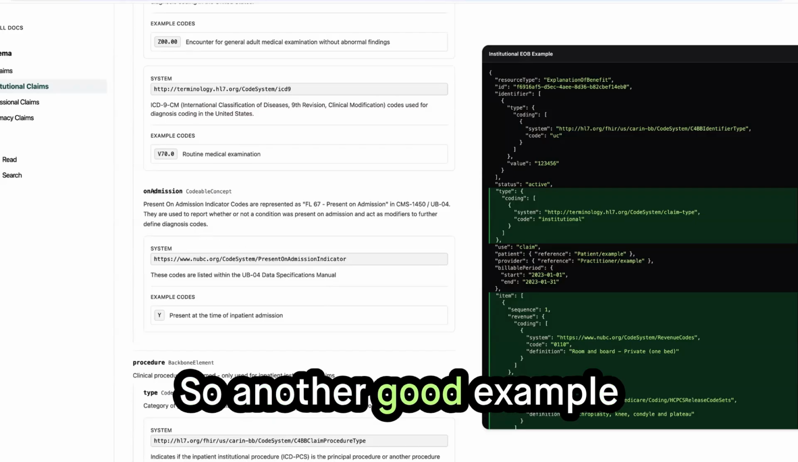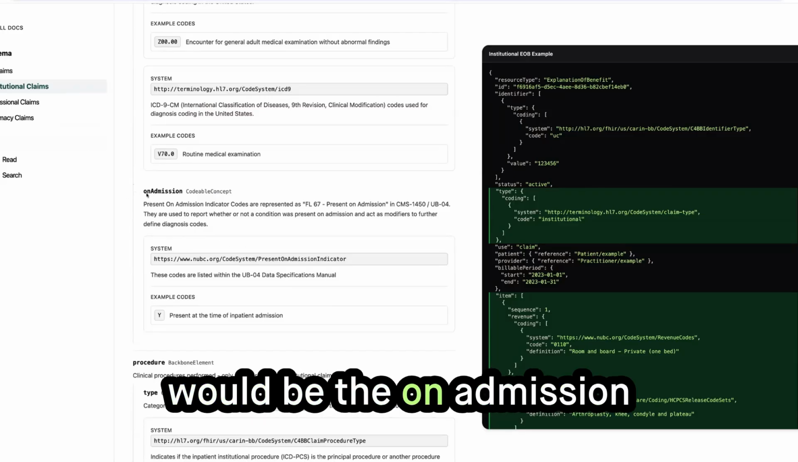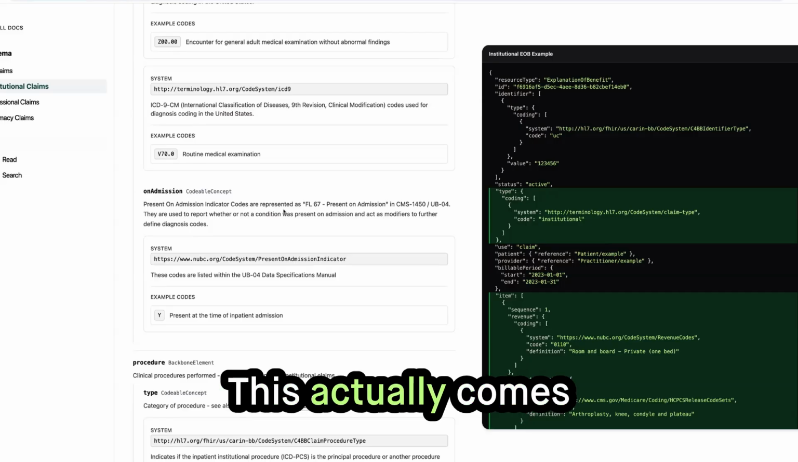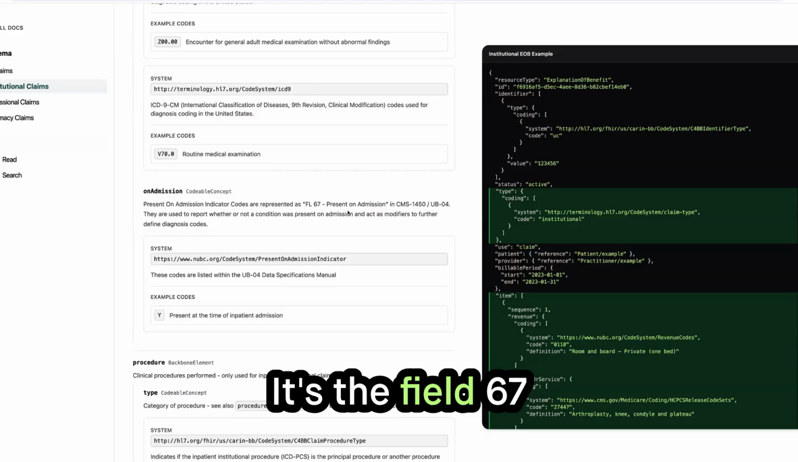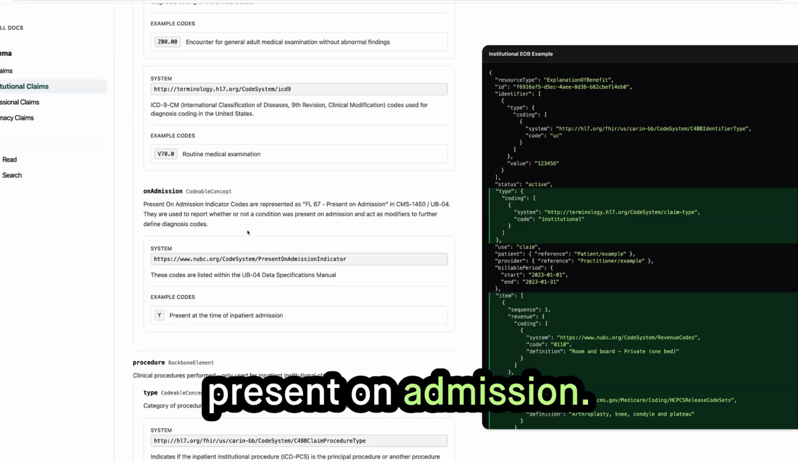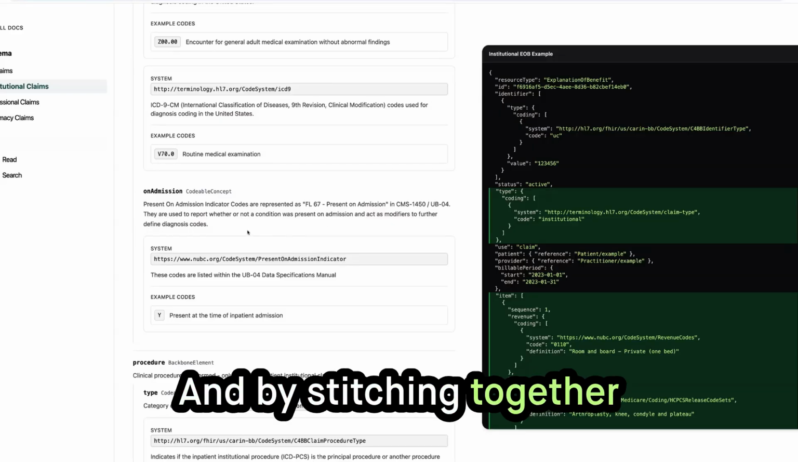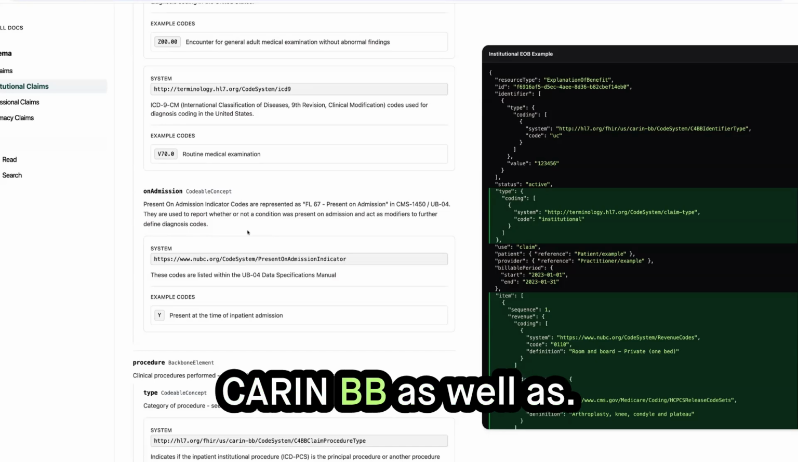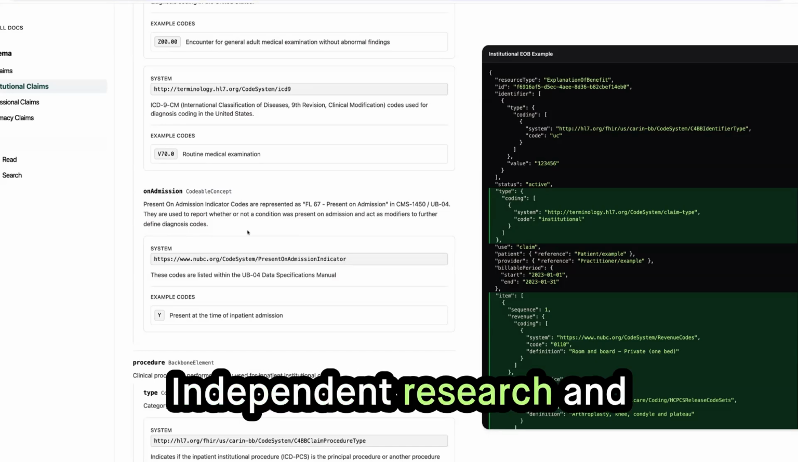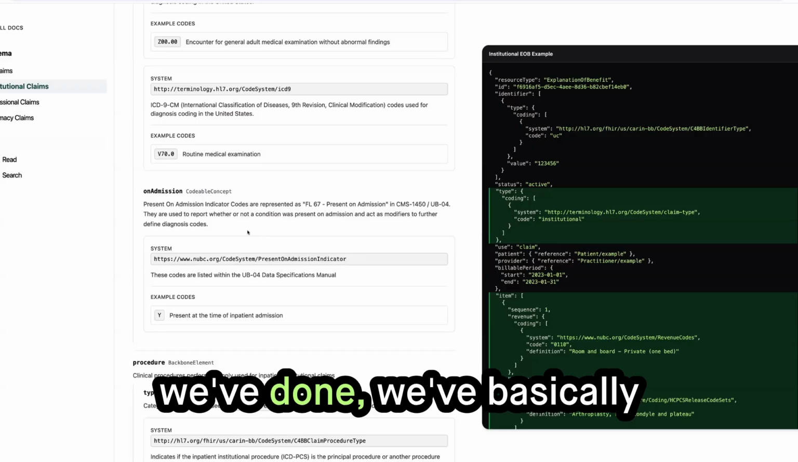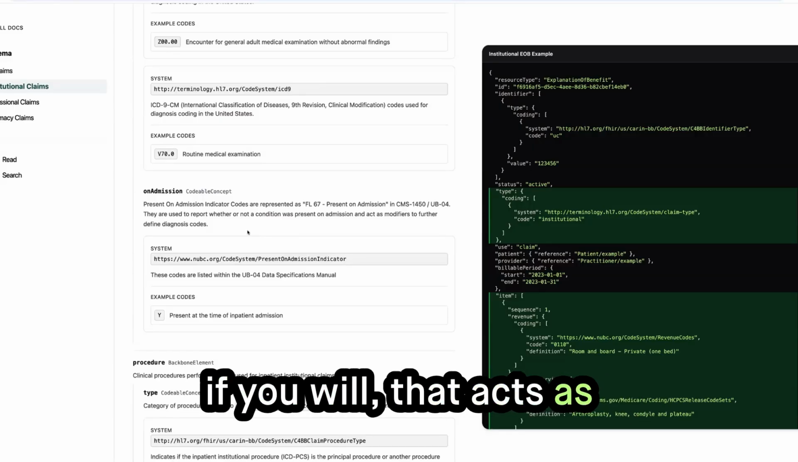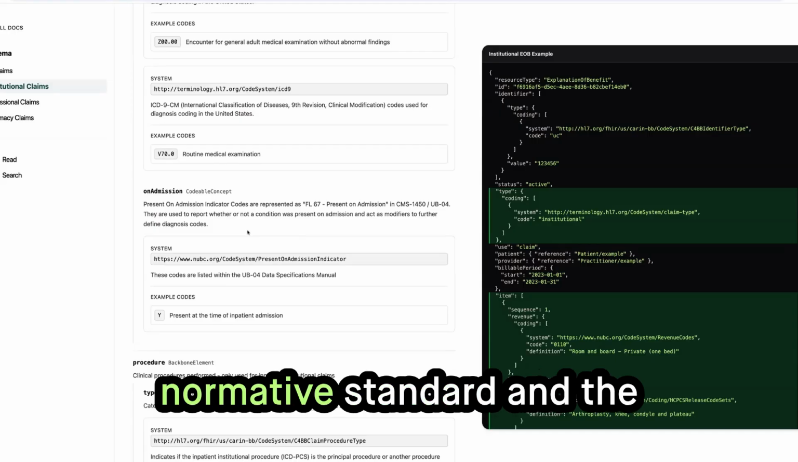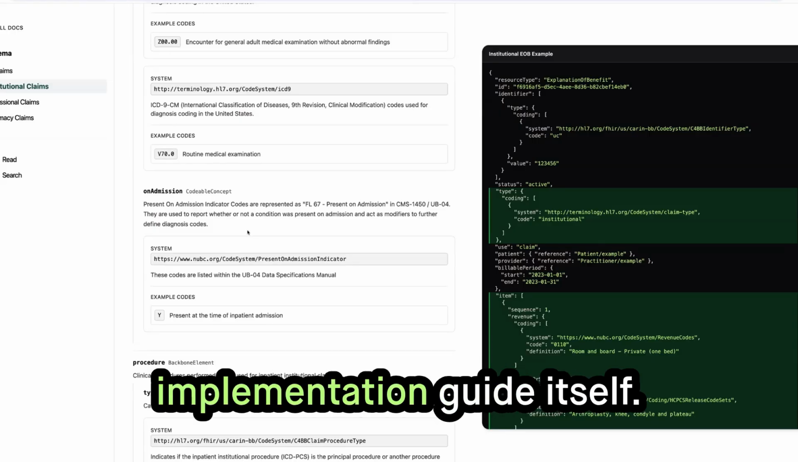So another good example here for institutional would be the on admission codable concept. This actually comes from the CMS 1450. It's the field 67 present on admission. And by stitching together the narrative from CARIN BB, as well as the independent research and network analysis we've done, we've basically put together a dictionary, if you will, that acts as a complement to the normative standard in the implementation guide itself.